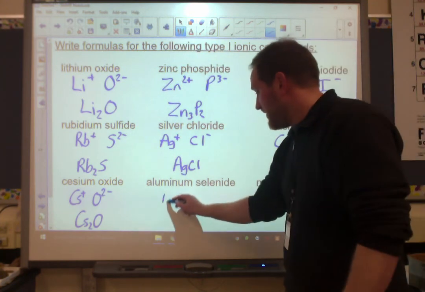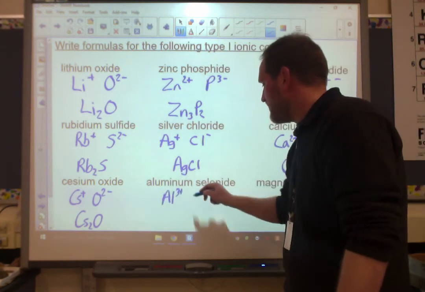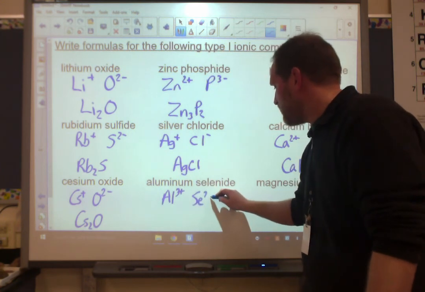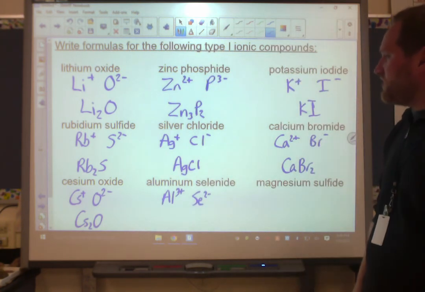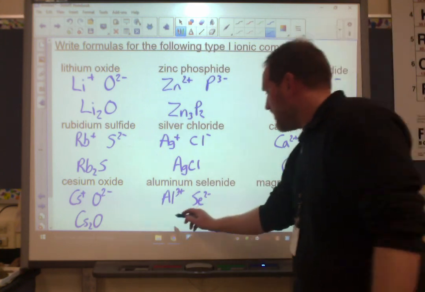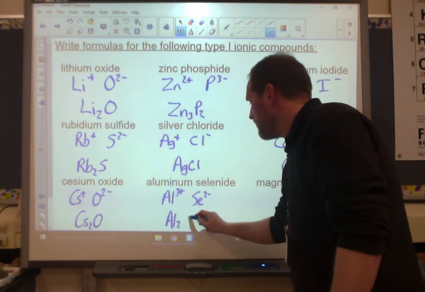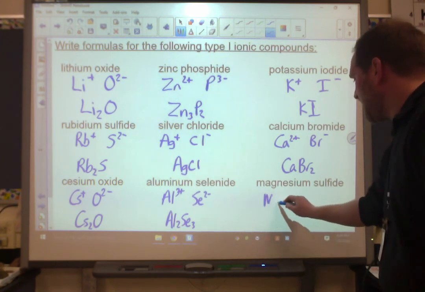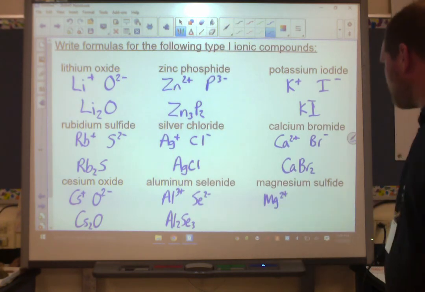Aluminum selenide. Aluminum is Al3+. Selenide is selenium, which is Se2-. We have a 3+ and a 2-. You crisscross them, you end up with Al2Se3. And finally, magnesium is Mg2+.